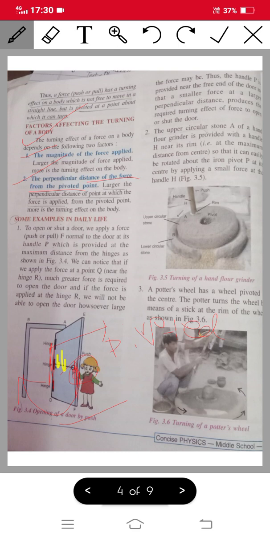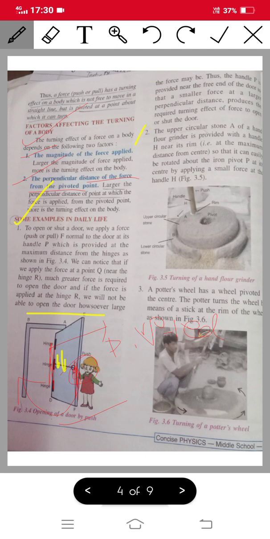Now some examples which we could see in our daily life. The first example is of a door only. When we try to shut a door, we apply a force on the side opposite to the hinges, and the hinges are present at the pivoted point. Why? Because in that case we will require much less force on the door so that the door could be closed. That is what is written in this particular point.